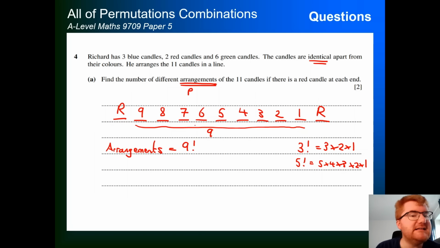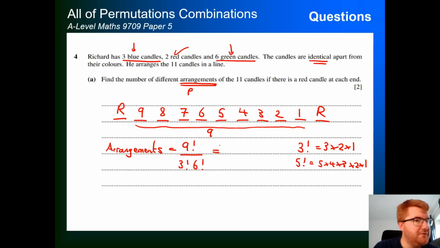However, we have to be slightly careful with this because the red candles are already accounted for, but we have the blue candles here and we have the green candles here. And notice if I swap over a green candle, I can't actually tell if that's a different arrangement. The way we deal with this is that we have 3 blue candles, so we need to divide by 3 factorial. This is important. And we have 6 green candles, so we put 6 factorial at the bottom.